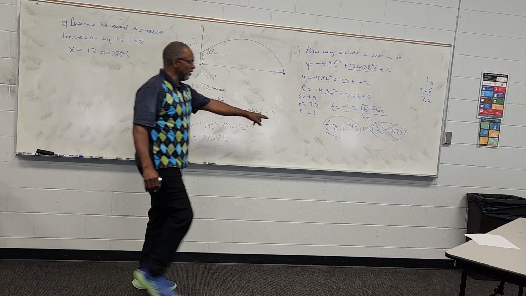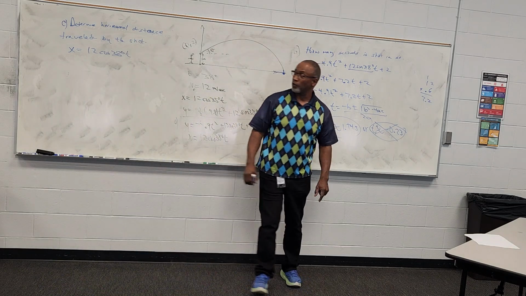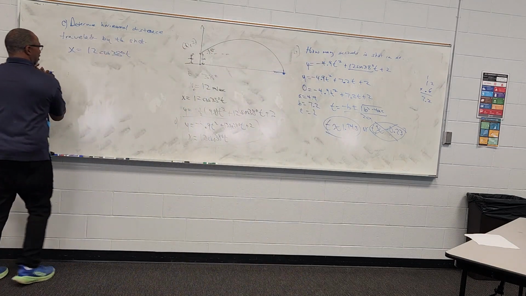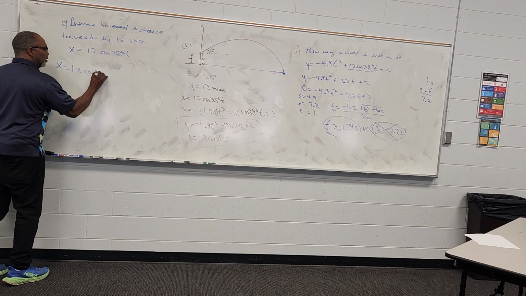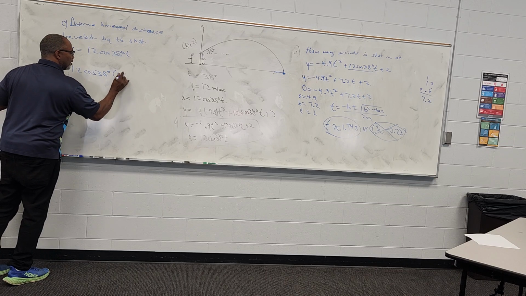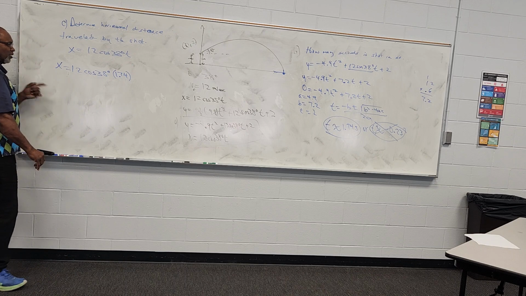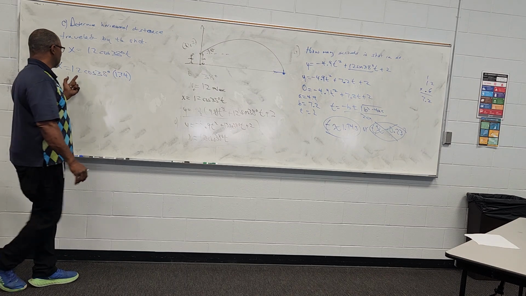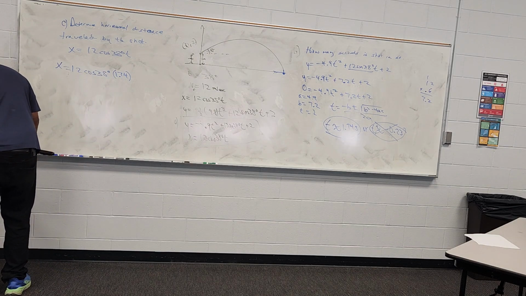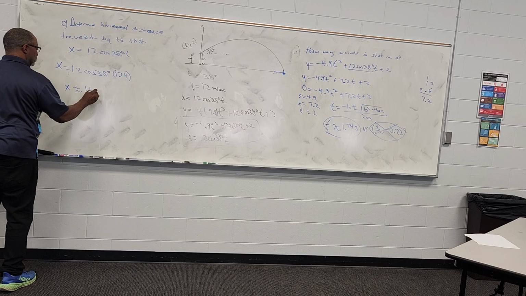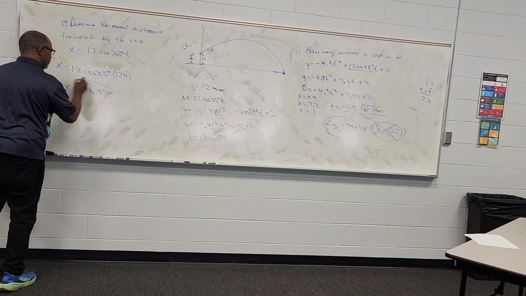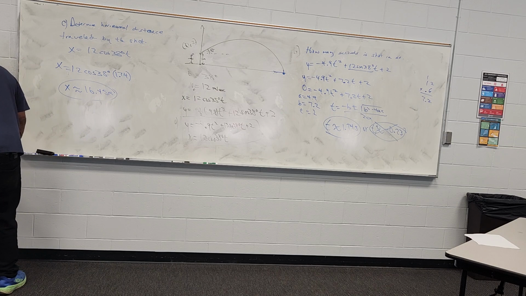But now I know what t is. That thing was in the air for 1.74 seconds. So all I need to do to figure out how far horizontally it went is plug in 1.74 seconds. So I'll take the cosine of 38, multiply by 1.74 times 12. They say that x is 16.45 meters. That's how far it went horizontally.